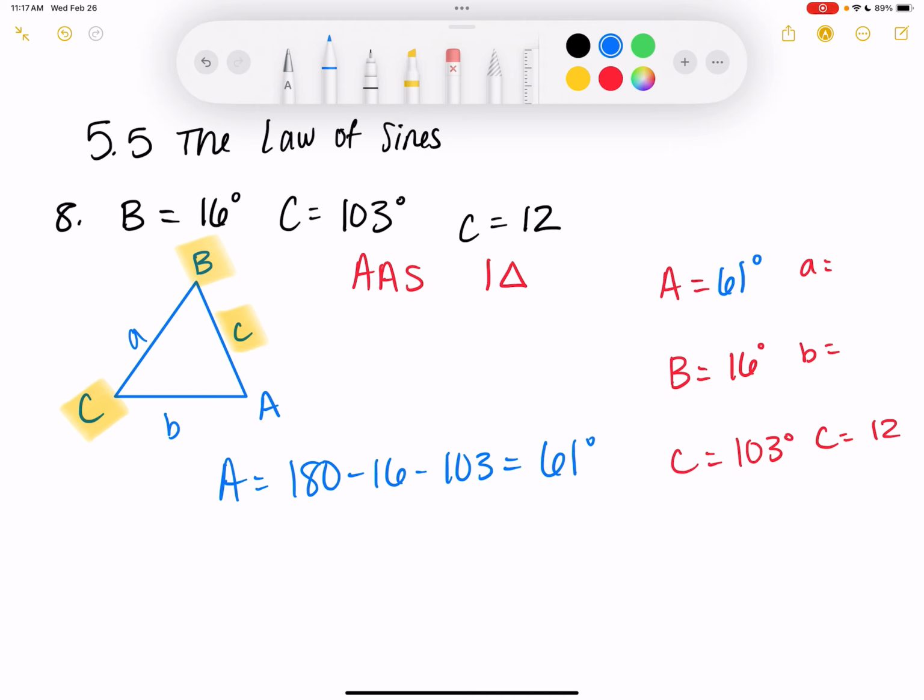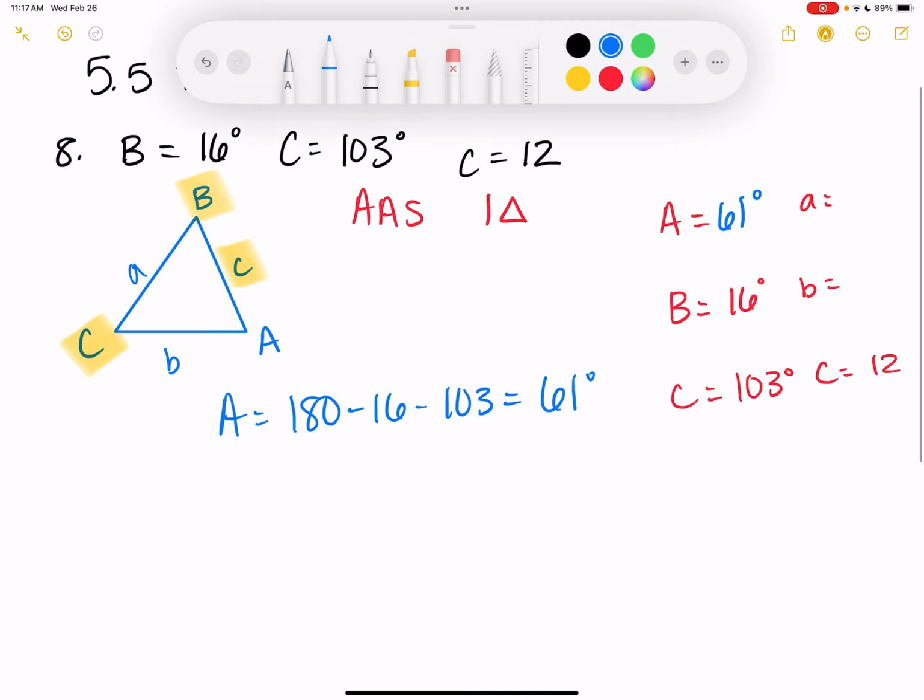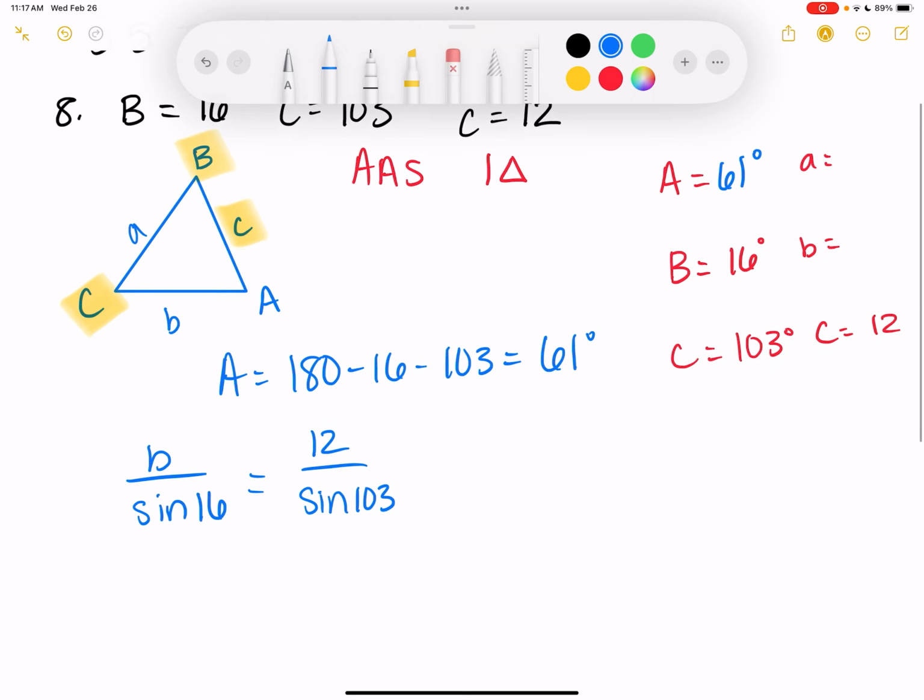So always use the given information when you're going to solve something. Whatever you're trying to solve should be in the top left of our formula for law of sines. So I'll do B first. So we're going to have B over the sine of B, which is 16. So the sine of 16 equals 12 over the sine of 103. So B equals 12 times the sine of 16 over the sine of 103.